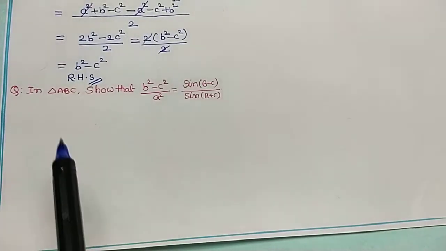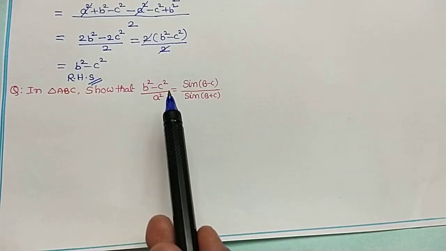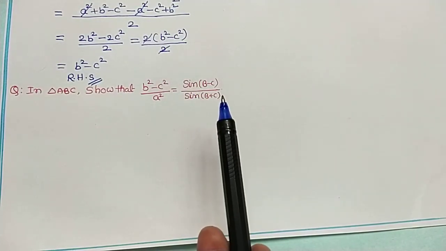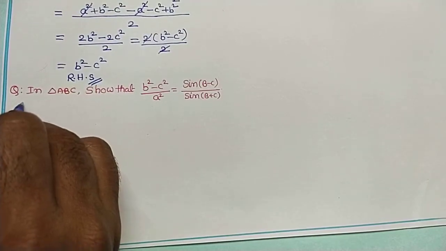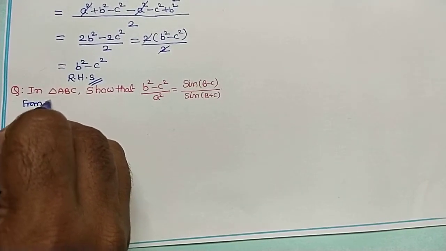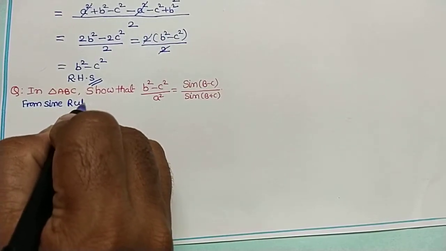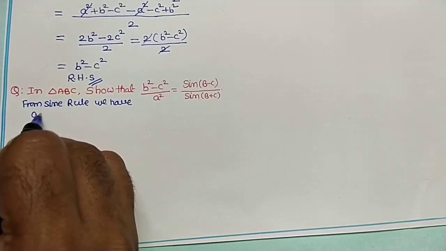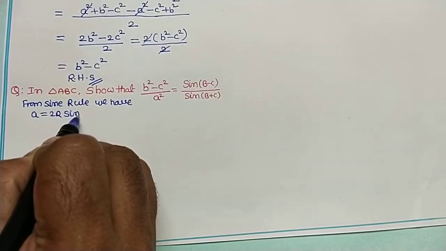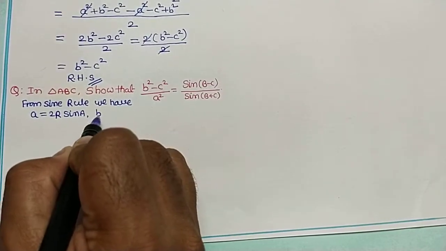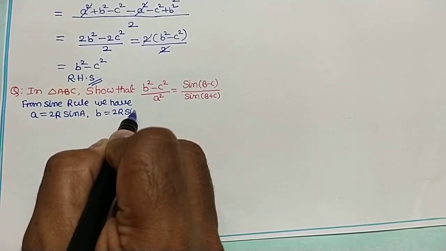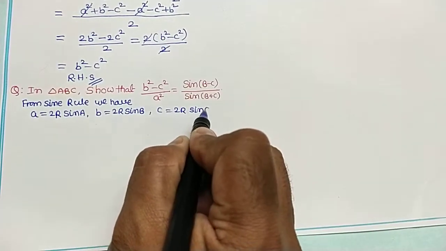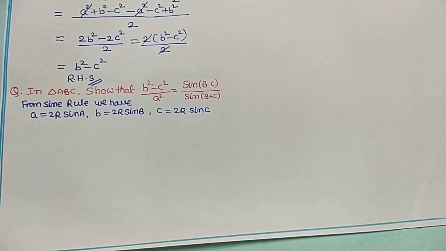The next question. In triangle ABC, show that B square minus C square by A square equal to sine of B minus C divided by sine of B plus C. See here, from sine rule, we have A equal to 2r sine A, B equal to 2r sine B, and C equal to 2r sine C. These values we are going to substitute in LHS.